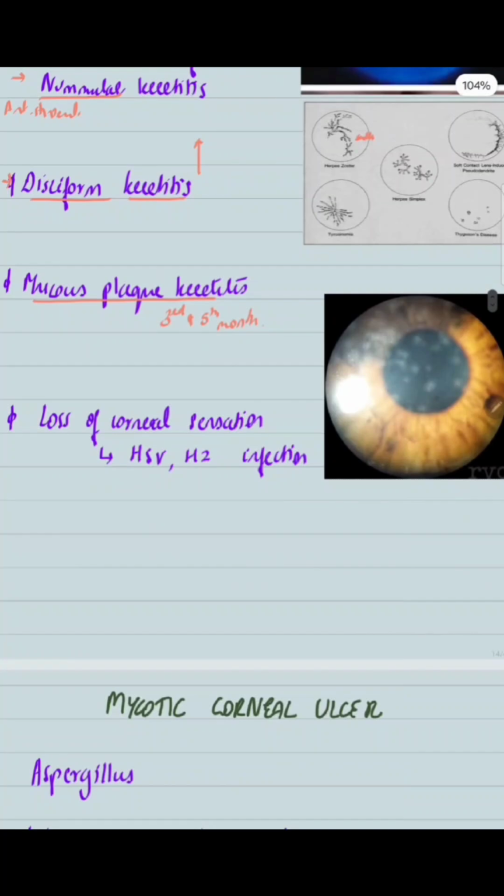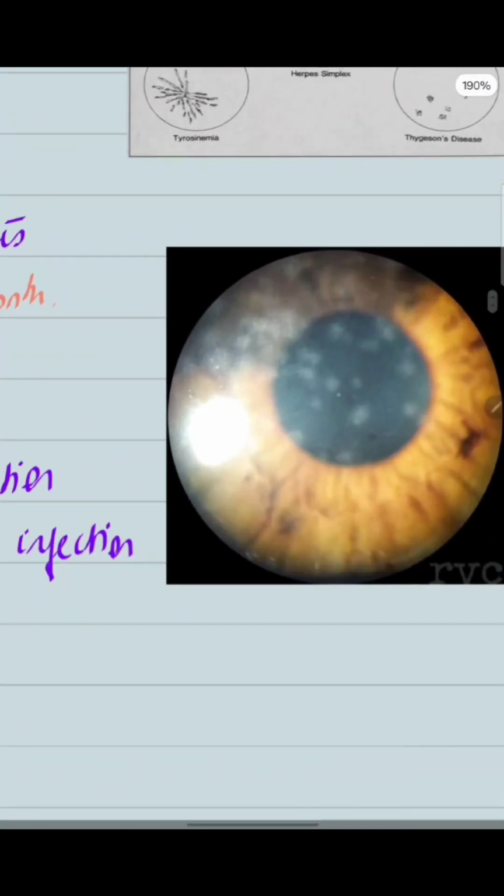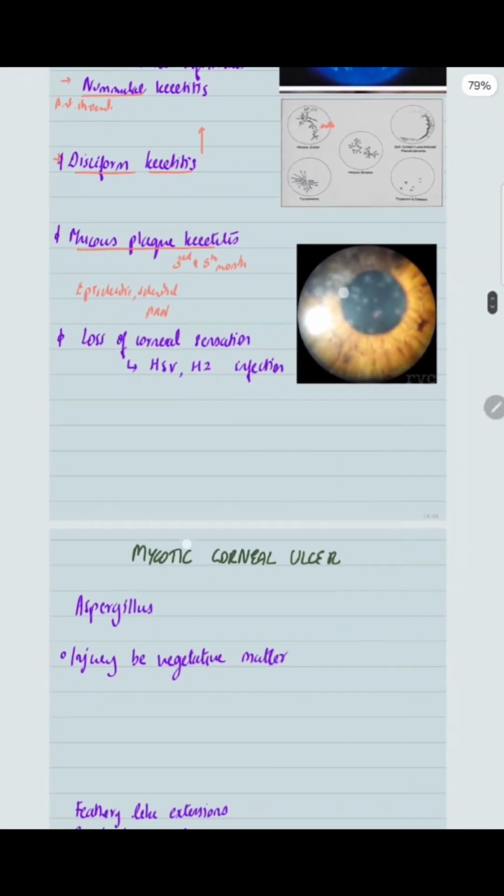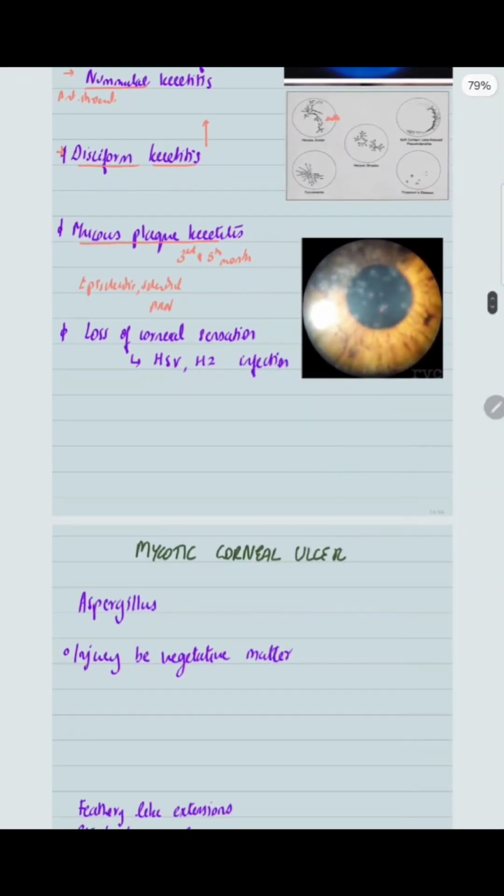Then the patient can have episcleritis, scleritis, iridocyclitis, acute retinal necrosis, etc. This is the picture showing nummular keratitis. Then reduced corneal sensation is typically seen in herpes simplex or herpes zoster virus infection.